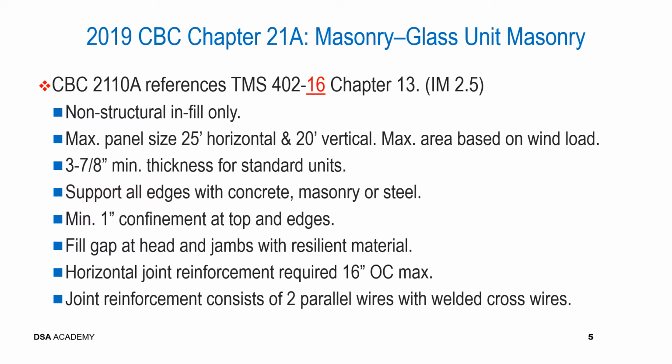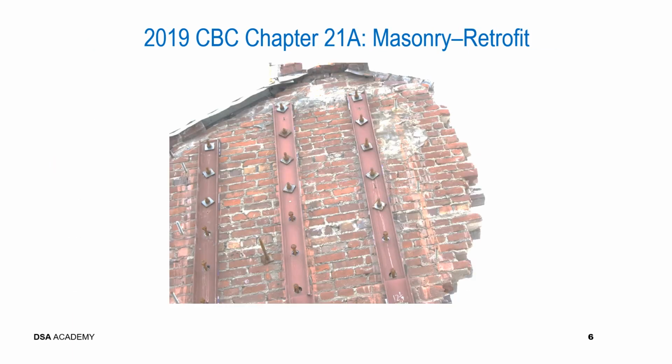All gaps must be filled at head and jamb areas. Horizontal reinforcement is required at 16 inches on center max. Joint reinforcement consists of 2 parallel wires with wire cross ties. Other masonry issues are retrofitting non-reinforced brick walls.